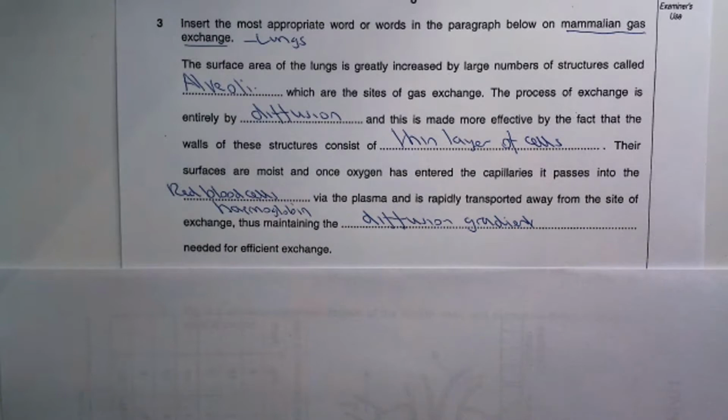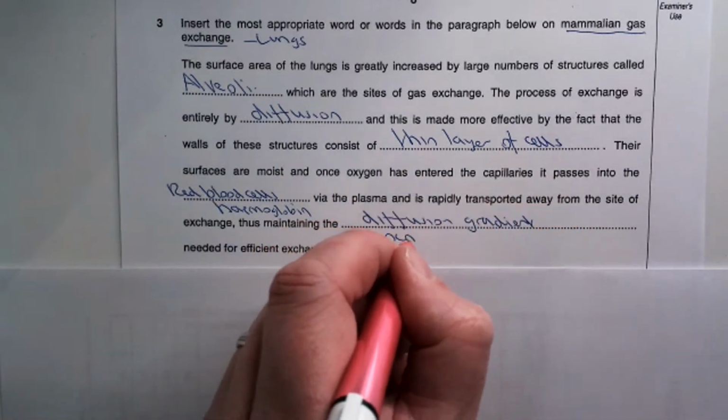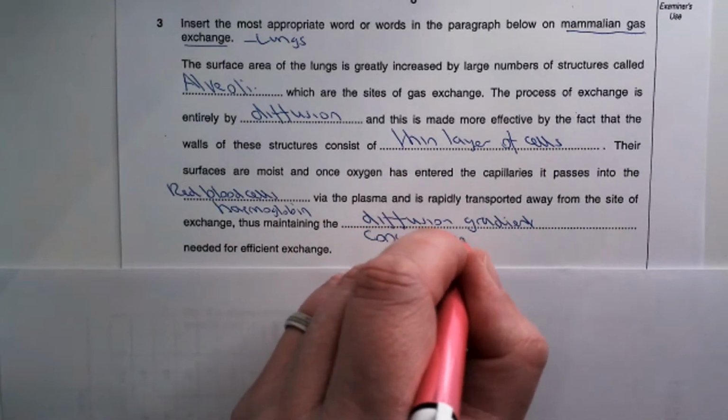And the blood carrying away that oxygen attached to hemoglobin means that the concentration gradient is maintained. So you could write diffusion gradient or concentration gradient.